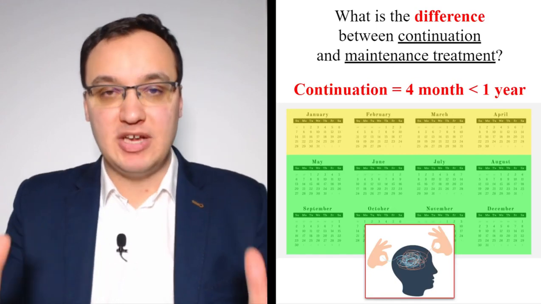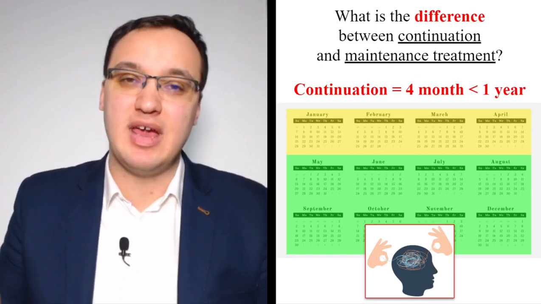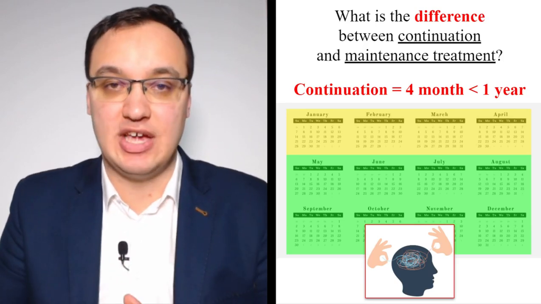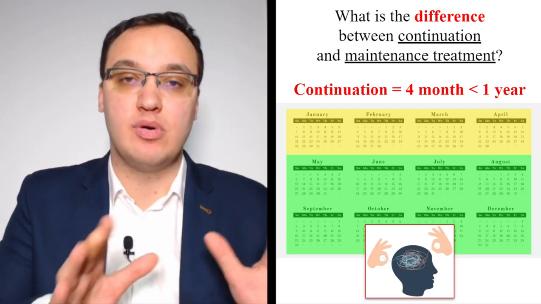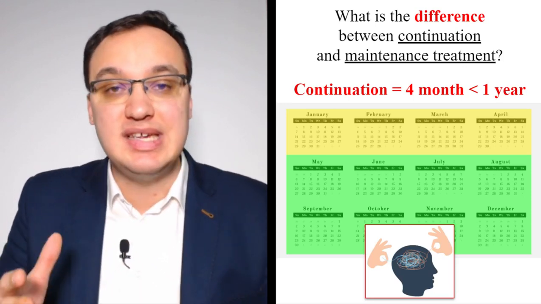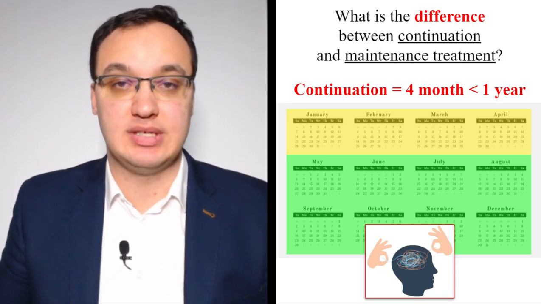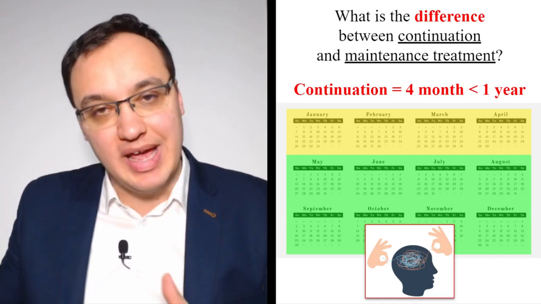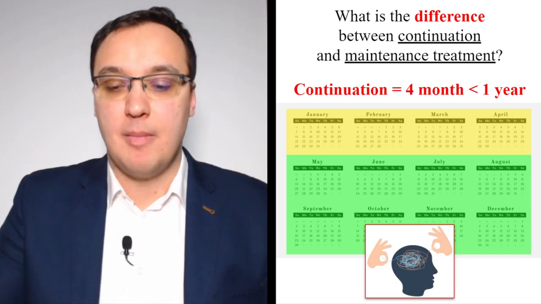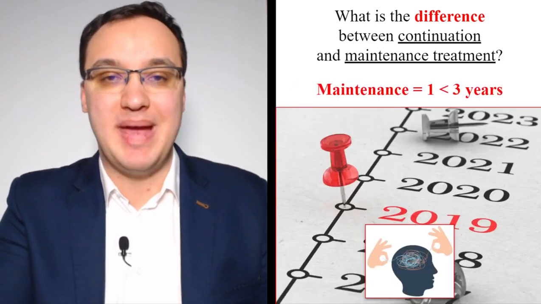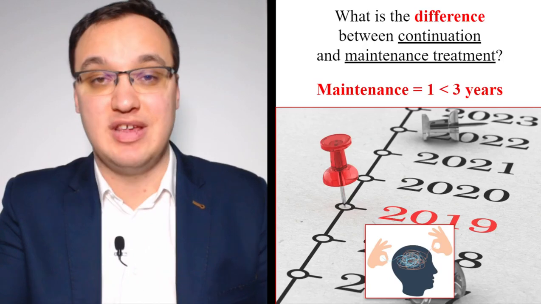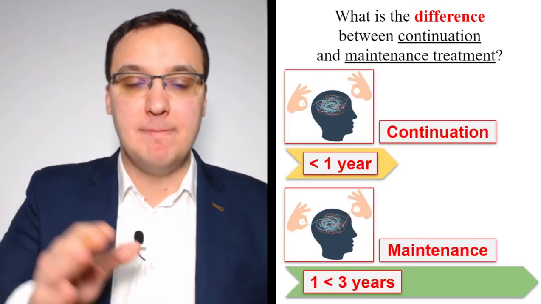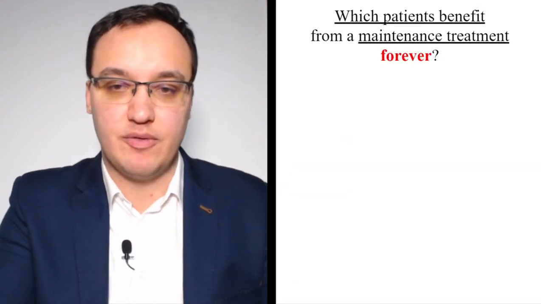Continuation. So the patient comes and we will tell this patient that, okay, we will not let you go home without any medication. You will need to take this medication for between 4 months and 1 year. And then we see how the patient manages this. If everything goes fine, usually we can taper it down and then stop this medication. But if not, we need to do a maintenance treatment, which is 1 year to 3 years. So this is the difference. Continuation is until 1 year, maintenance is 1 to 3 years of therapy.